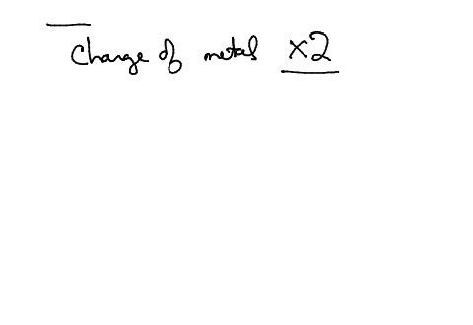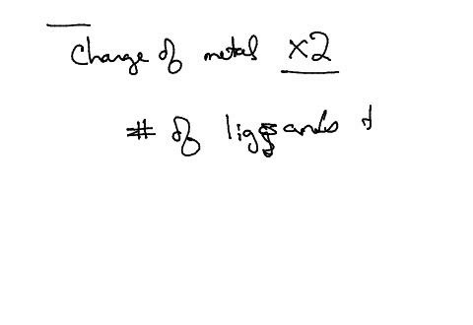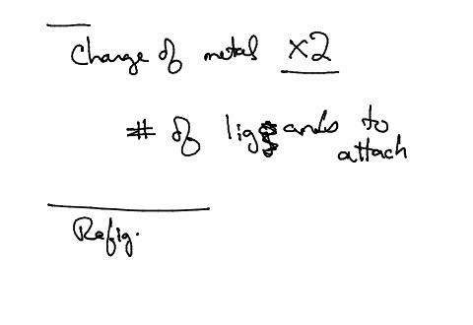So now as we talk about this, here's basically the general rule. You take the charge of the metal, and then you multiply that number by 2, and that will tell you the number of ligands to attach. And then you must refigure the charge.